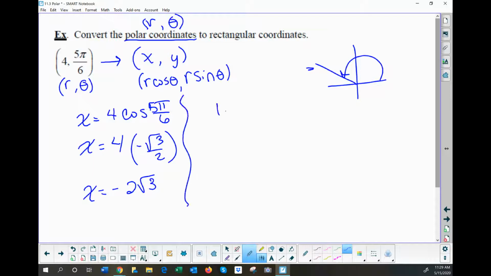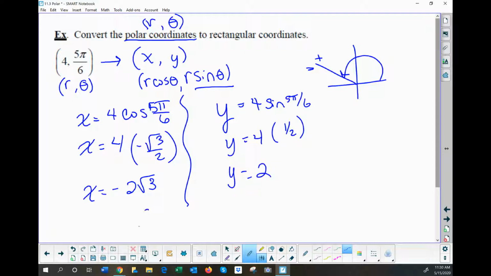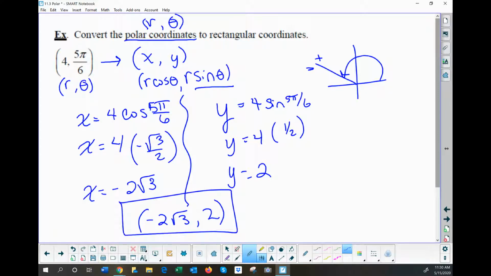Let's go find y. Y is r sine theta. Well, let's grab our r, which is 4, and the sine of 5 pi over 6. That's 4 times sine. Well, sine is positive in quadrant 2, so it's 4 times a half, and I get a y value of 2. So corresponding in rectangular format is the negative 2 root 3, 2 location. It would place it the same as that polar.